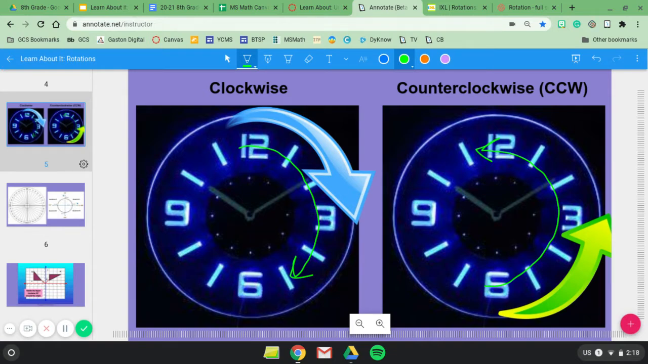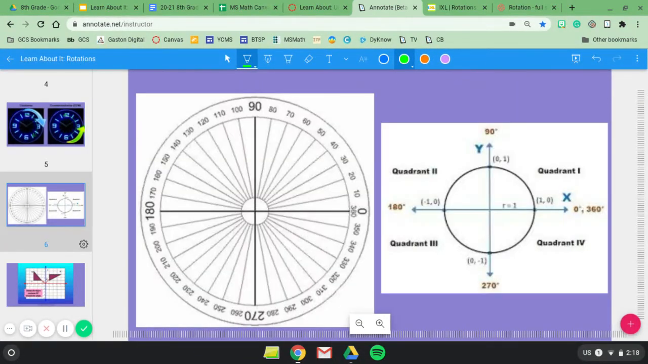If you are not told which direction to go in, then assume that you are going in the counterclockwise direction. The way I remember it is that's the way the quadrants go on your coordinate plane. So if you're not told which direction to go in, assume it's counterclockwise, because that's the way the quadrants are ordered on your coordinate plane.